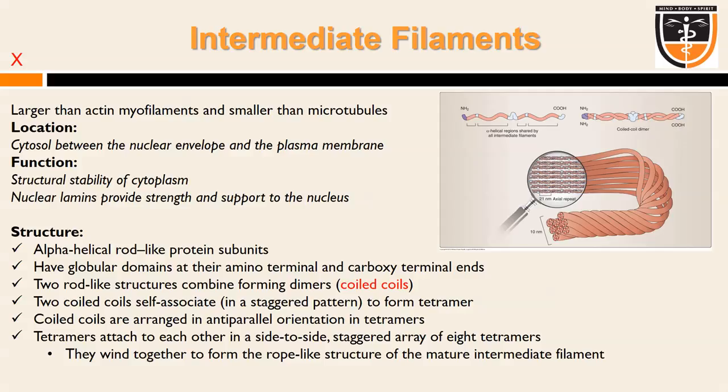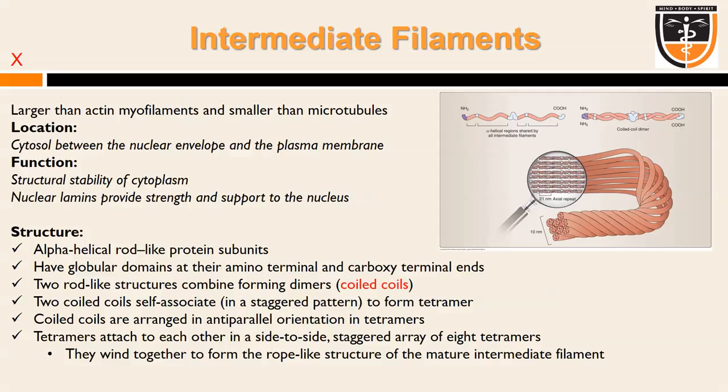Where are they found? They're found in the cytosol, between the nuclear envelope and the plasma membrane. They form a network from the nuclear envelope all the way to the cell membrane. Their function is to provide stability inside the cell, specifically to maintain the cell shape. There's also a group of intermediate filaments known as nuclear lamins that are inside the nucleus, and they provide strength and support to the nucleus.